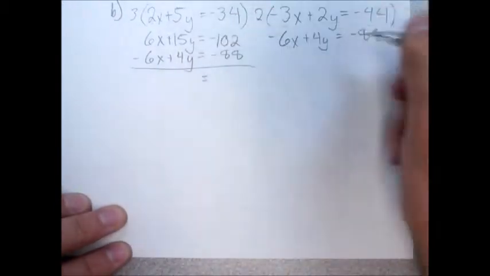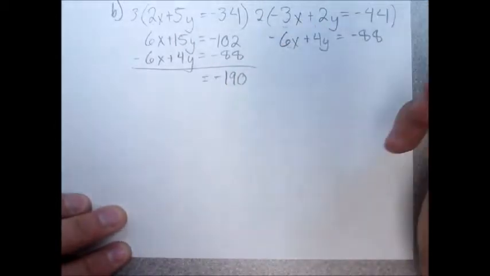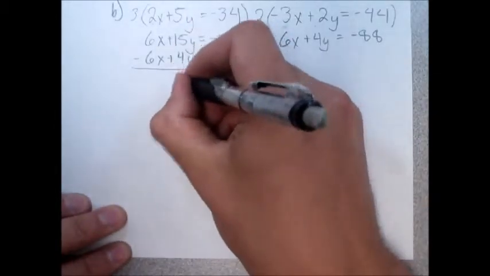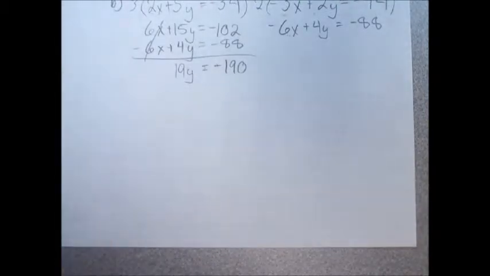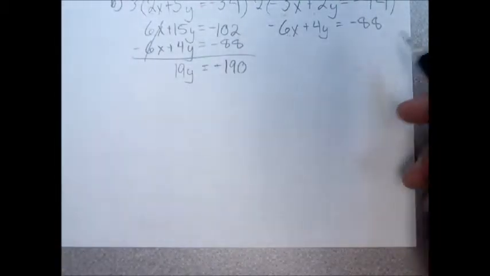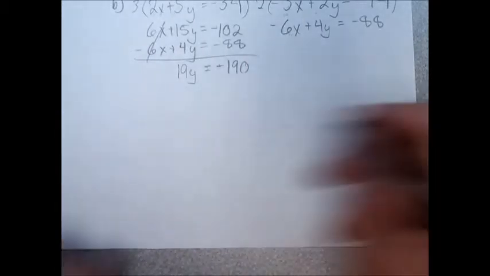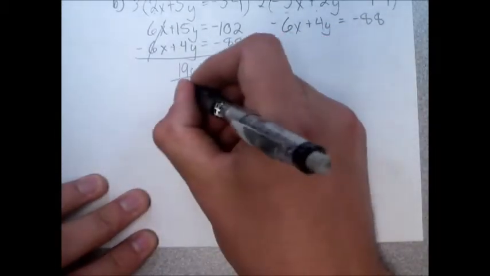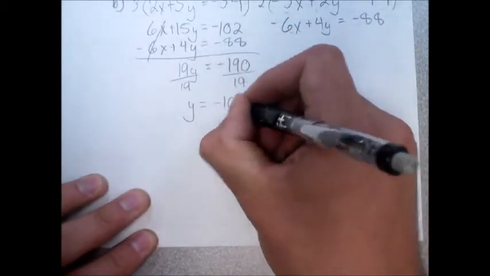Same sign, sum right there, so I'm going to get negative 190 on the right side of my equal sign. Over here I get 19y, and that eliminates. If for some reason you're doing a problem and it doesn't eliminate, chances are you forgot a step. So go back, figure out how to make something opposite but the same. Now I just need to finish solving. Divide by 19, divide by 19. Y is equal to negative 10.